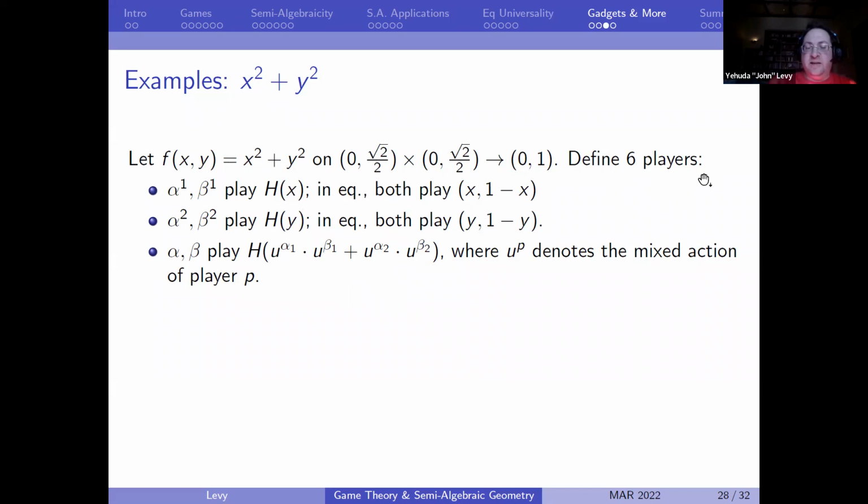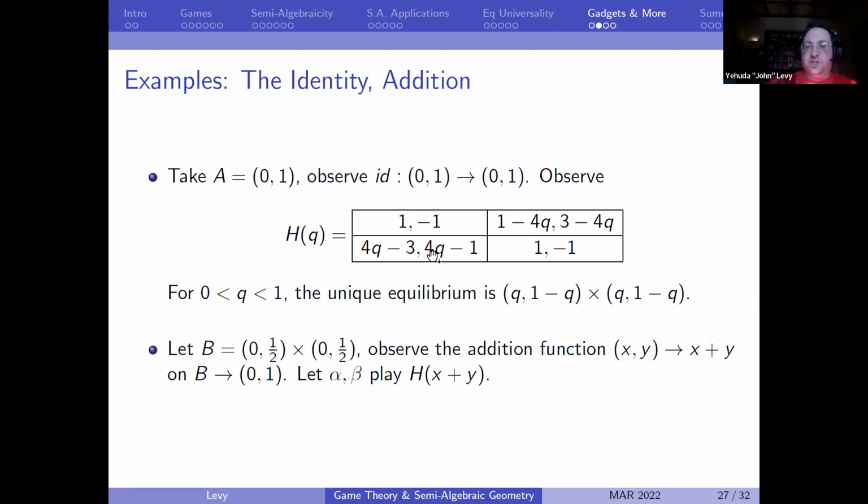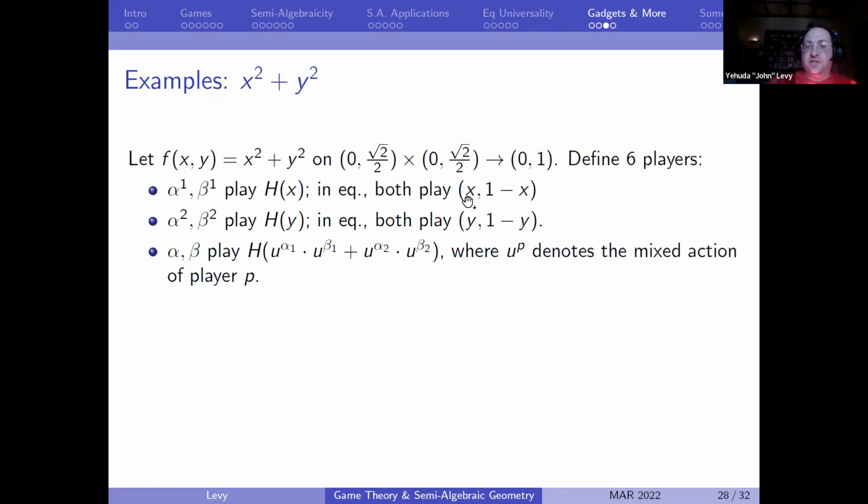So let me take 6 players. The first 2 will just play h of x, h from the previous slide. So they will each put x on their first action. And yes, I'm aware of the time, finishing shortly. The next 2 players will just play the game h of y. So they'll both, in equilibrium, place y on their first action. And then I'll have 2 more players, which will play h of some combination that the first 2 players have played.